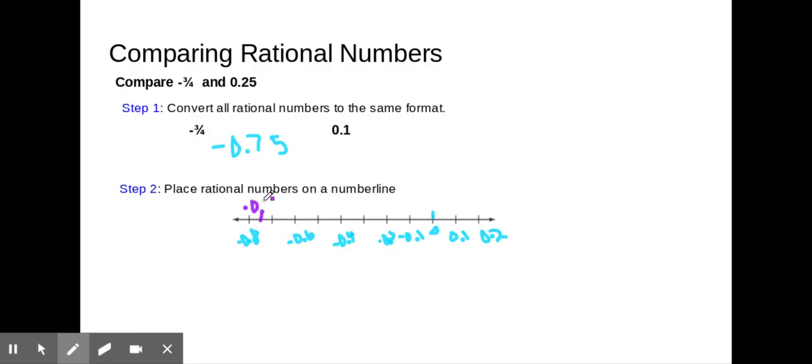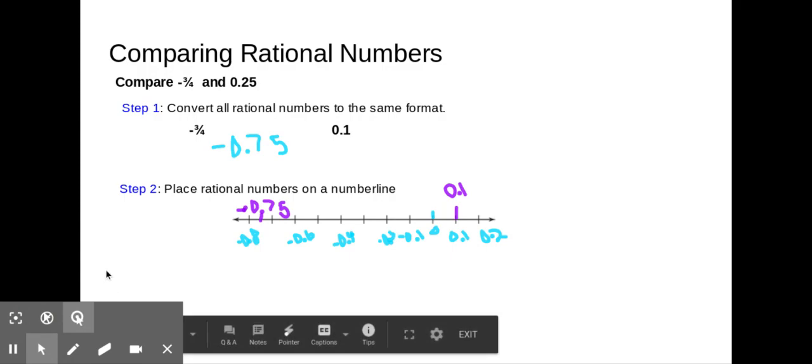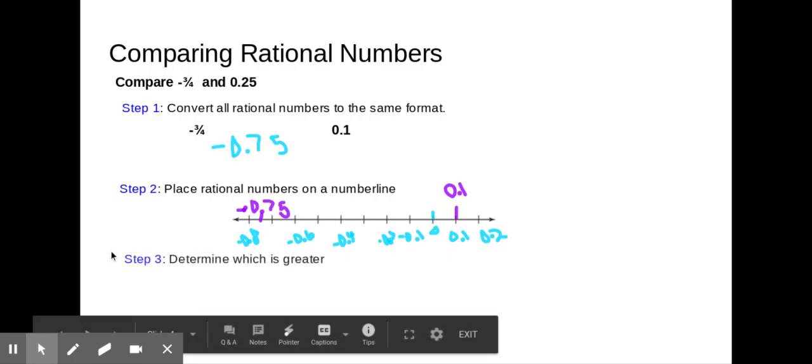And then I need to label my negative. Doesn't look like a negative. There we go. Negative 0.75. And I need to label my 0.1. Here's my 0.1. So now that it's all labeled, it's really easy to see which is bigger than the other. So my last step is to determine which is greater.